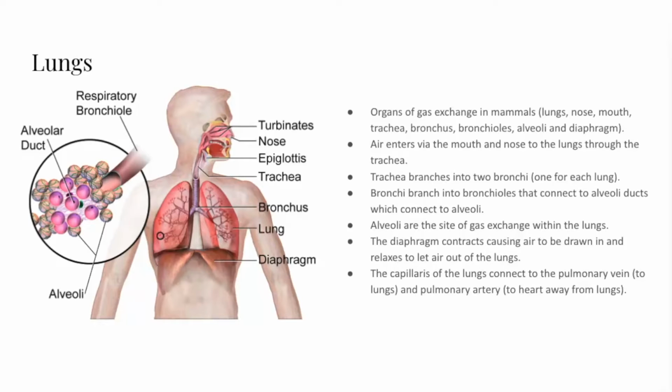So you'd be familiar with mammalian lungs. The respiratory system includes the lungs, which connect to our trachea. We've got our bronchus and our bronchioles and our alveoli and the diaphragm. As you recall, air enters through the mouth and nose to the lungs via the trachea, so that piping. The trachea then branches into two bronchi, one for each lung, and the bronchi branch into bronchioles that connect to the alveoli ducts, which connect to those alveoli.